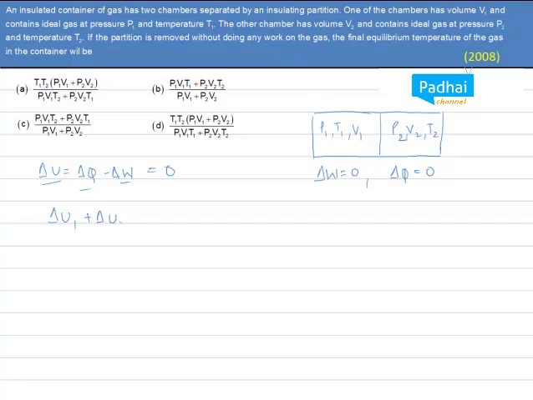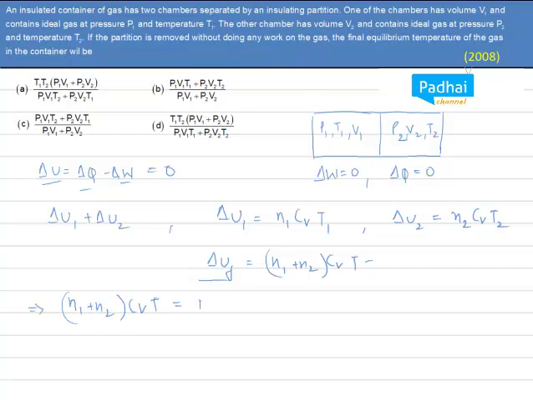U1 plus U2, right? U1 was N1 CV into T1. U2 was N2 CV T2. And finally, U final will be N1 plus N2, because total moles will be added, CV into T, where T is the final temperature. So the sum of these two should be equal to U final. That means N1 plus N2 into CV into T should be equal to N1 CV T1 plus N2 CV T2, right? So CV I can cancel out from both sides.